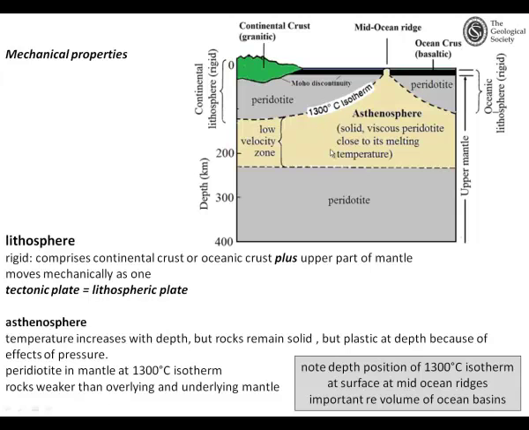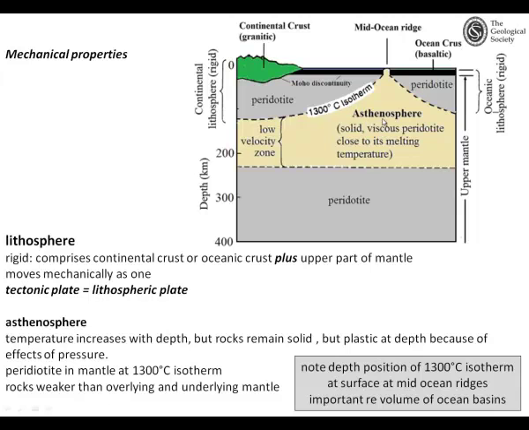Temperature, of course, below the surface increases with depth. You can see here the 1300 degrees centigrade isotherm. An isotherm is a line of equal temperature. But the rocks, even at depth, remain solid, though plastic, because of the effects of pressure. They don't melt. These rocks, in terms of their mechanical properties, are considerably weaker than what lies both above them and below them.